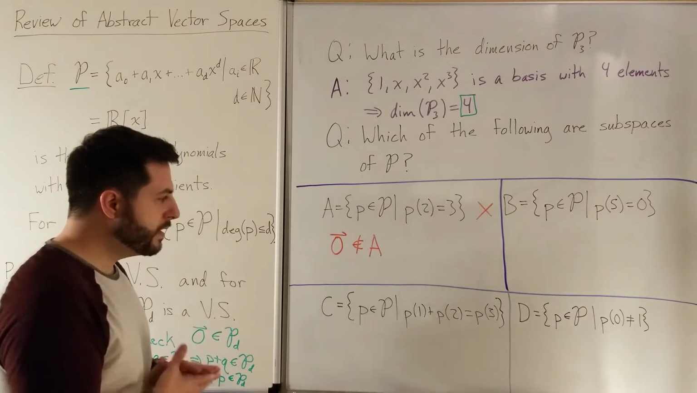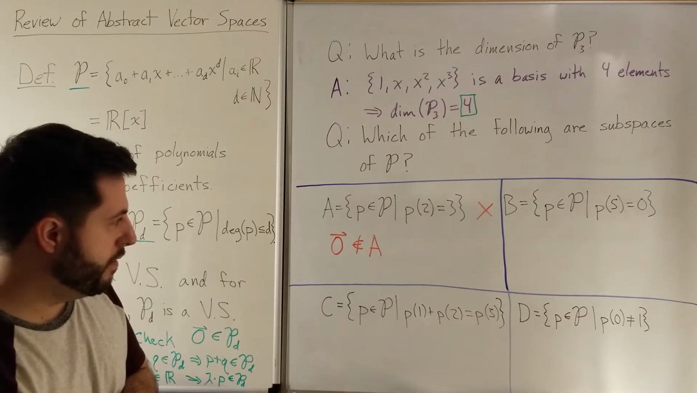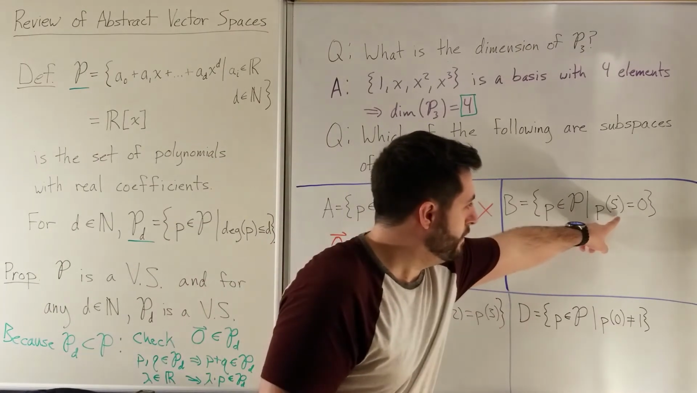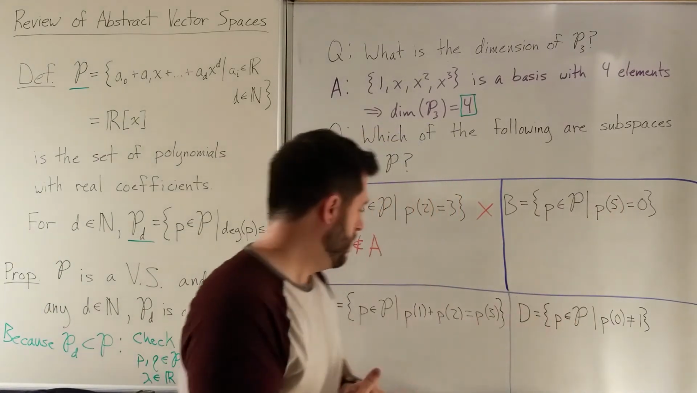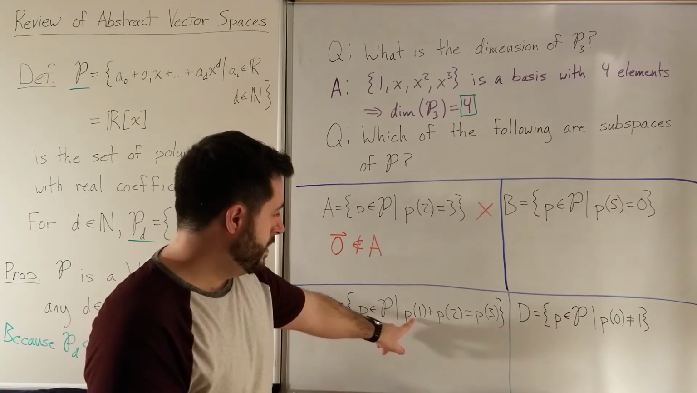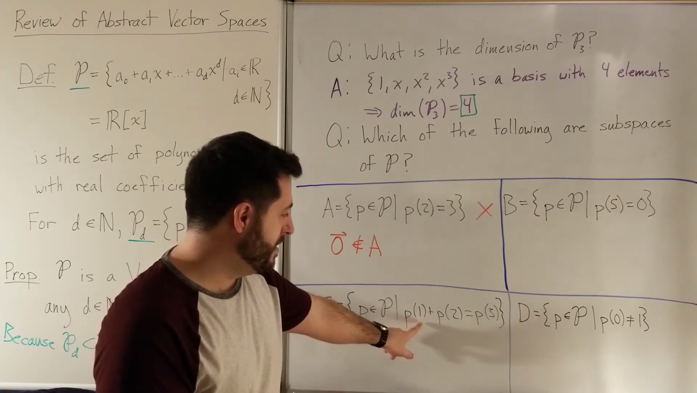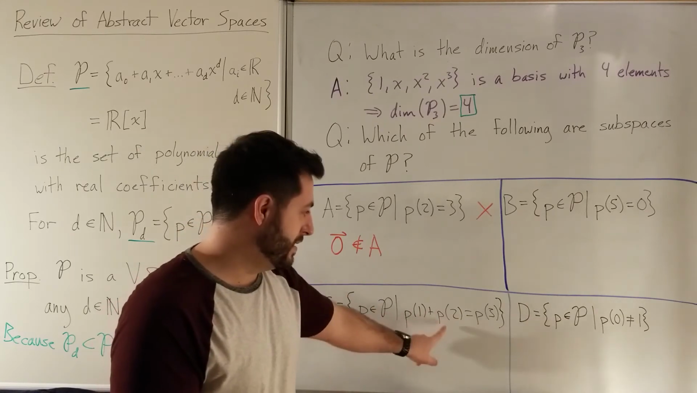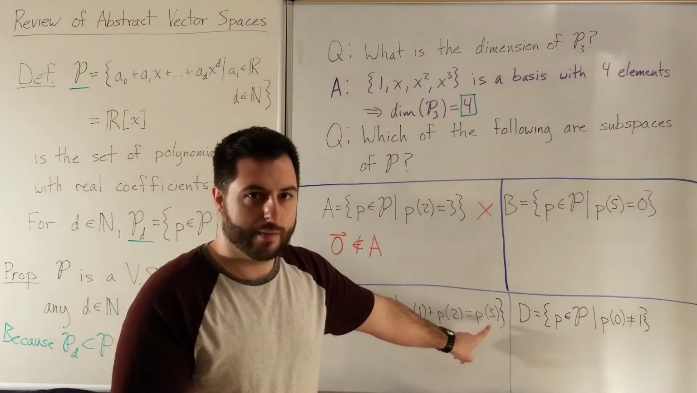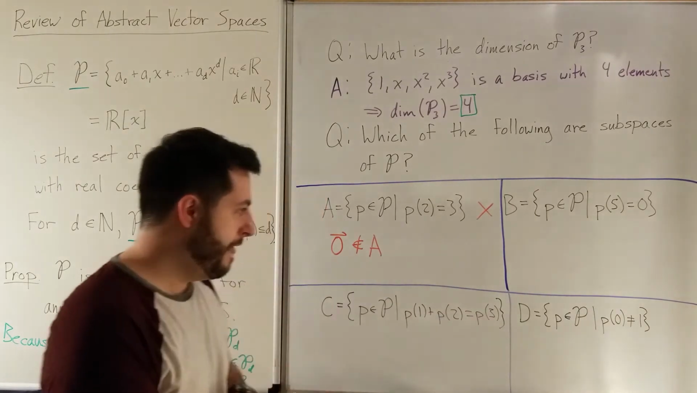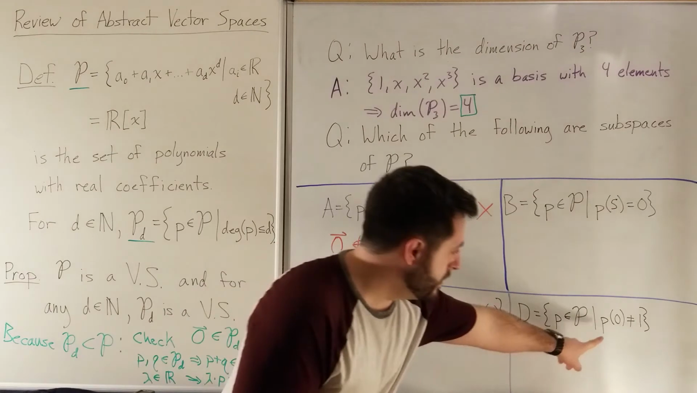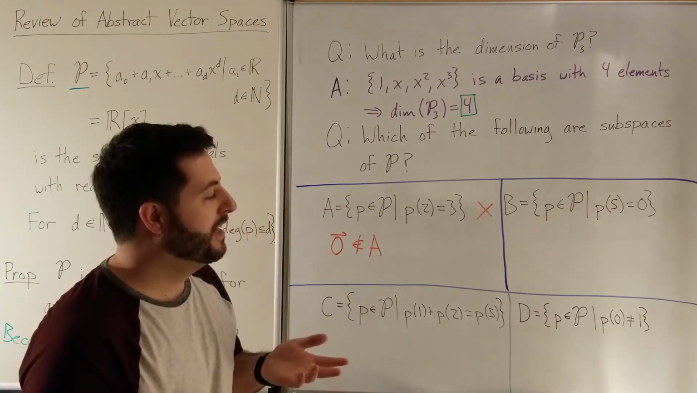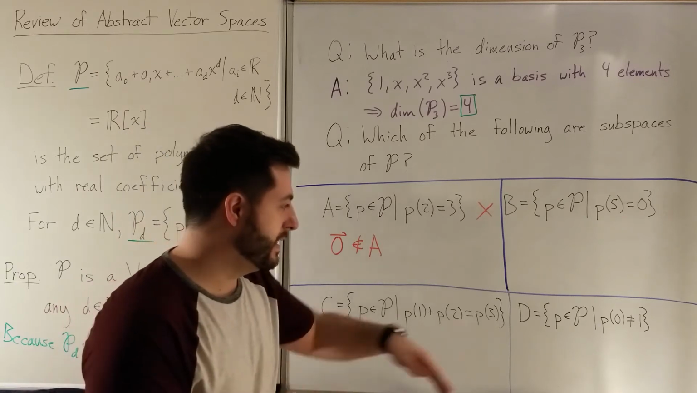So if you look at the rest of them, the zero vector is in the rest of these. So the zero vector evaluated at 5 is 0. If you add the zero polynomial evaluated at 1 plus the zero polynomial evaluated at 2, that's 0 plus 0, and that's the same thing as the zero polynomial evaluated at 3. Okay? And just a note over here, if you plug 0 into the zero polynomial, you're going to get 0, and that is not equal to 1, so D is also fine.